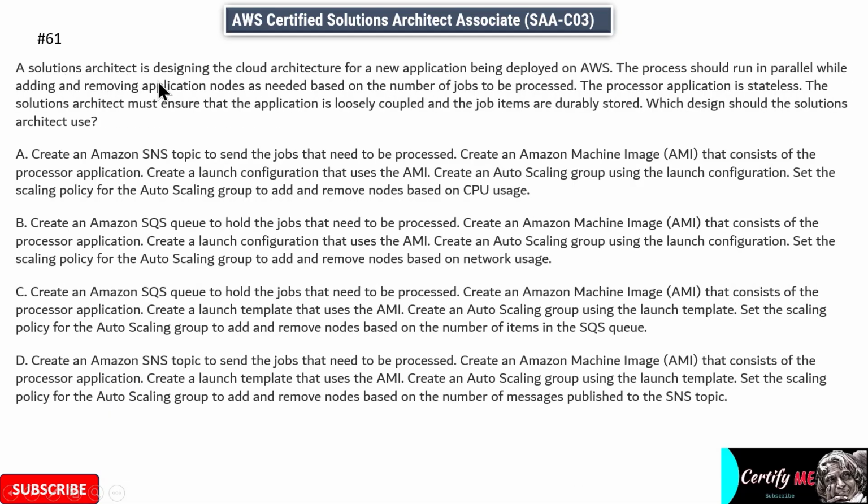A solutions architect is designing the cloud architecture for a new application being deployed on AWS. The process should run in parallel while adding and removing application nodes as needed based on the number of jobs to be processed. The processor application is stateless. The solutions architect must ensure that the application is loosely coupled and the job items are durably stored. Which design should the solutions architect use?